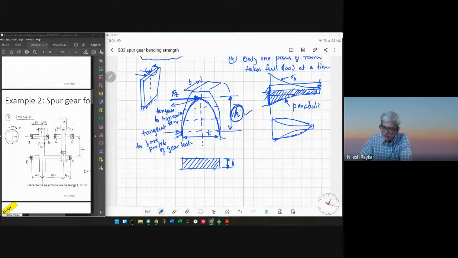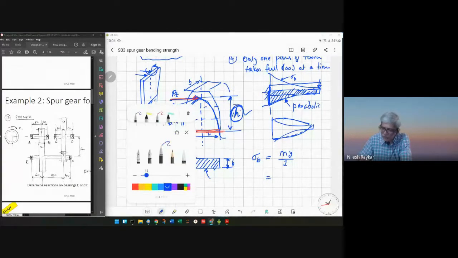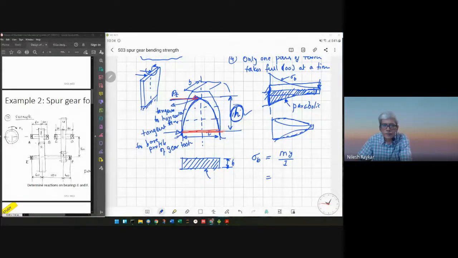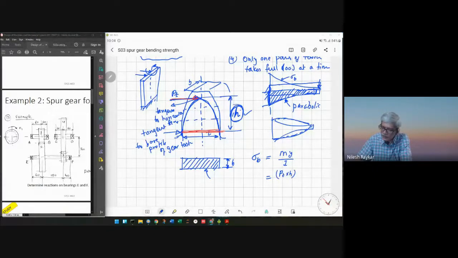So let's calculate the stress on this particular cross section. The bending stress would be given as My by I. M is the bending moment acting on this cross section. So we are talking here about this cross section. The force acts here, and we are calculating stress at this point. So can you tell what is the value of bending moment in terms of PT? PT into H. So it will be PT multiplied by H.